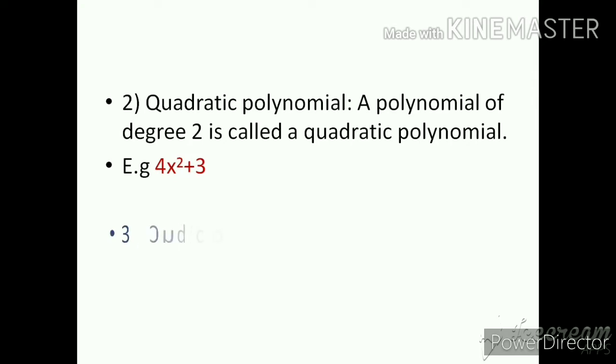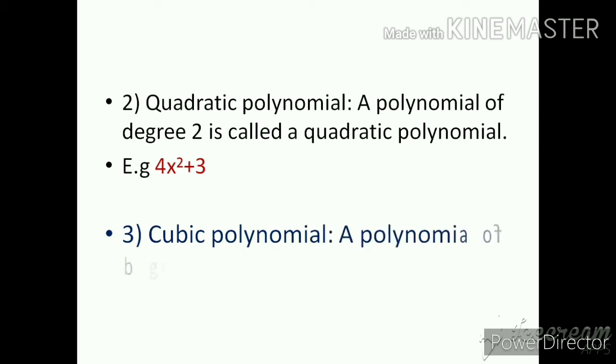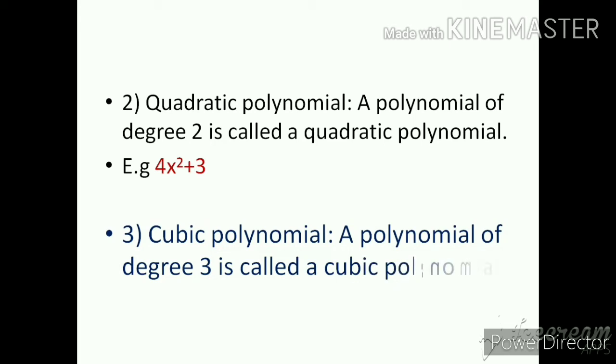Now, third one. Cubic polynomial. A polynomial of degree 3 is called a cubic polynomial. Here children, the degree of the variable is 3, it's known as cubic polynomial. Example, 7x plus x cube minus 9. Here the degree of the x is 3, so that's why it's known as cubic polynomial.